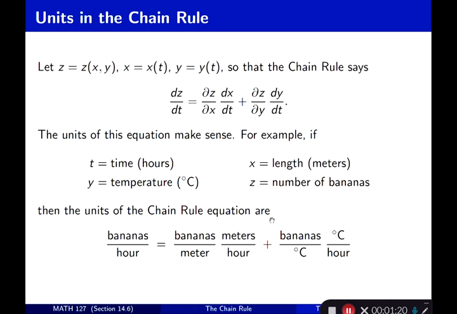for both terms. So basically if you're walking around, depending on the x meters that you traveled, the number of bananas changes, and depending on the degrees that are changing, the number of bananas changes, and you add them all together as time goes by. And so that's the point of the chain rule. It totals up the change.